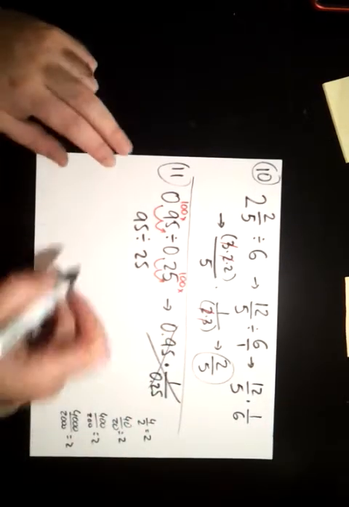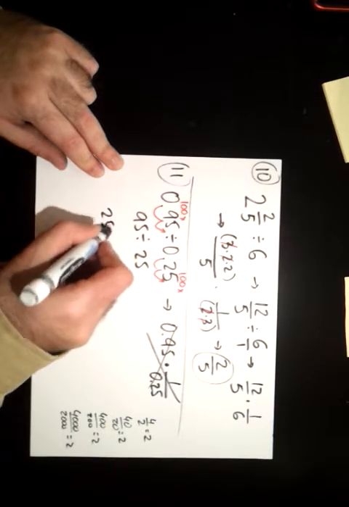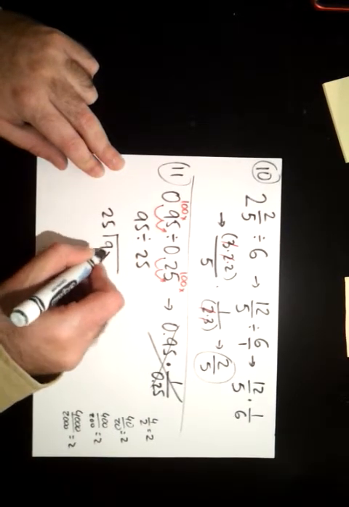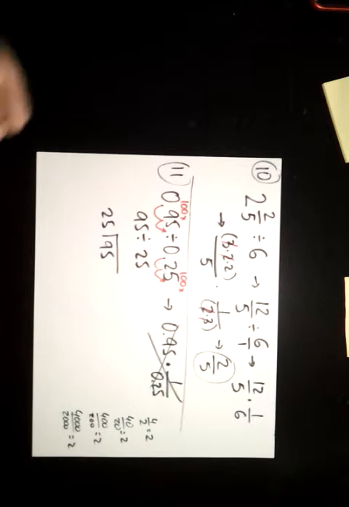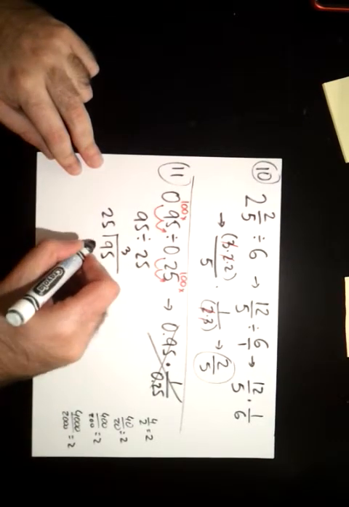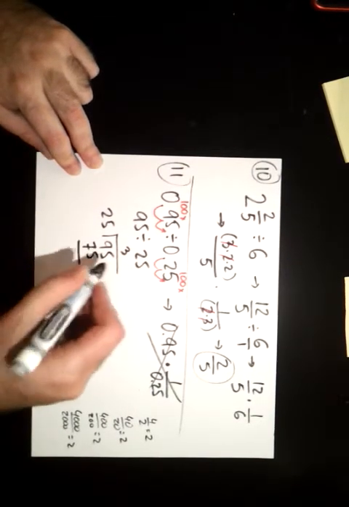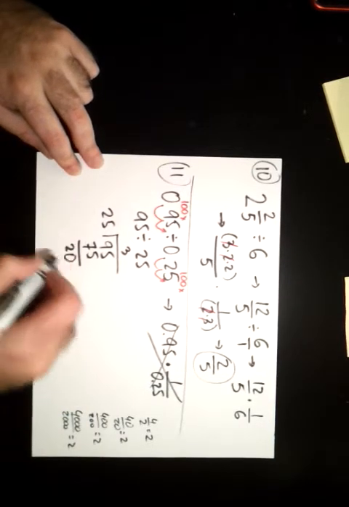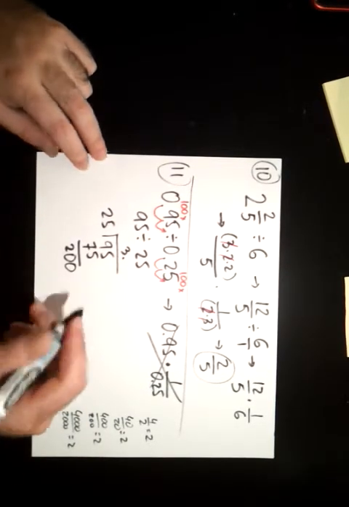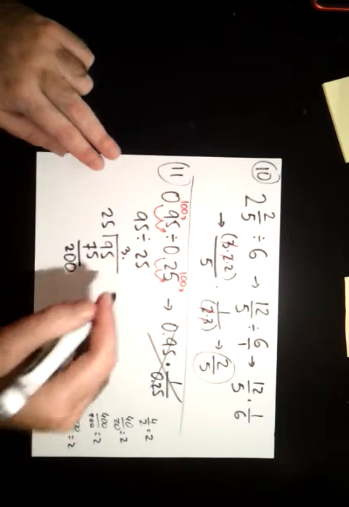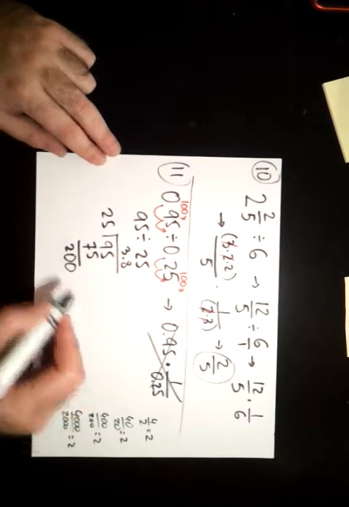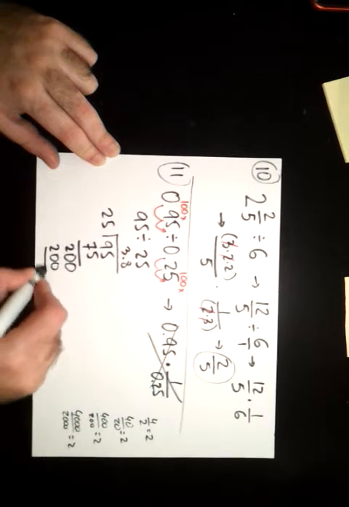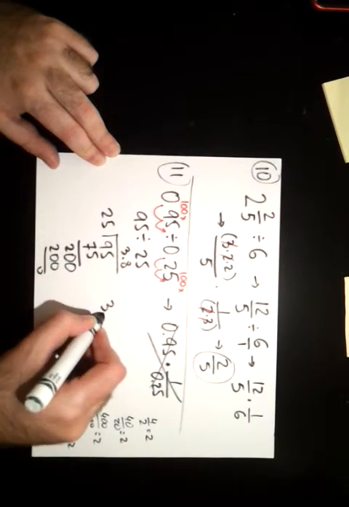And you know how to do this. This is long division, not a problem. That's going to be 3, 20 doesn't fit, 200, and that is 8? Yes. So the answer is 3.8.